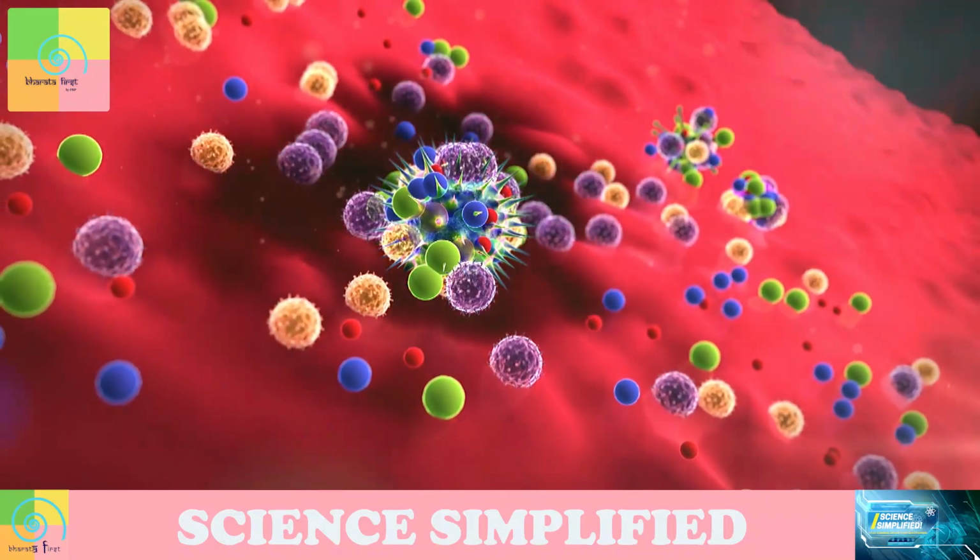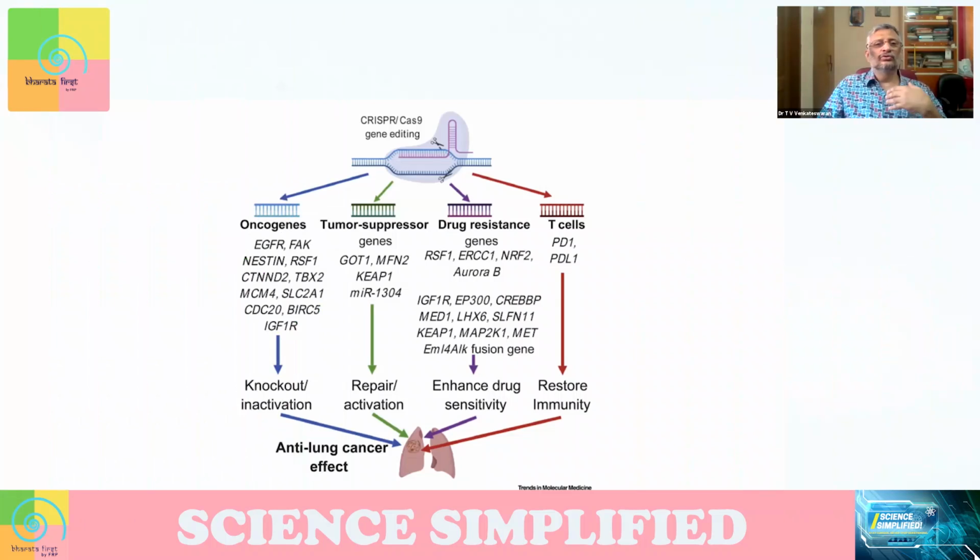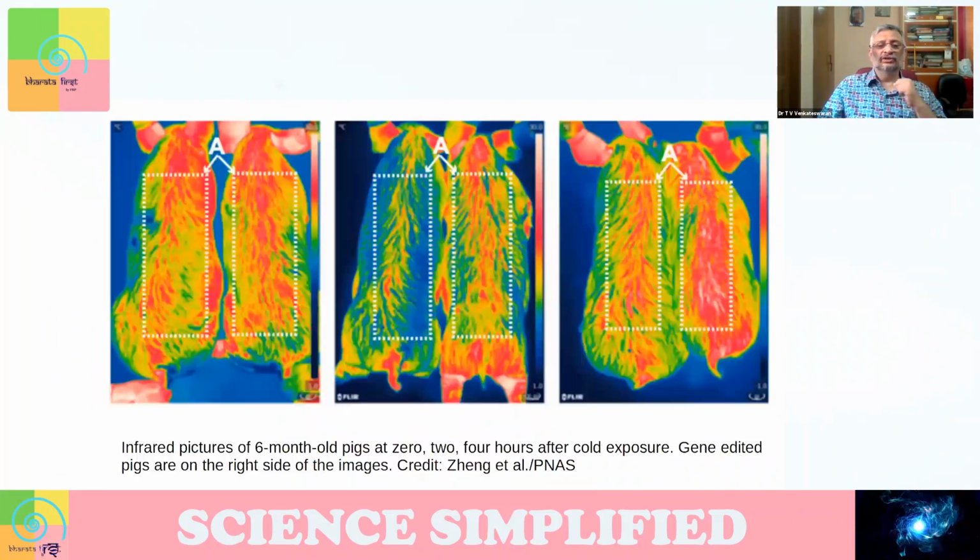Actual therapy has not come in, but people are working on it to find out whether this CRISPR can actually help in that. Some animal studies have been done. For example, here you see two pigs. Okay, the first image is at 0 hour, the second is after 2 hours, and the third is after 4 hours, when both these pigs or piglets are exposed to extreme cold.